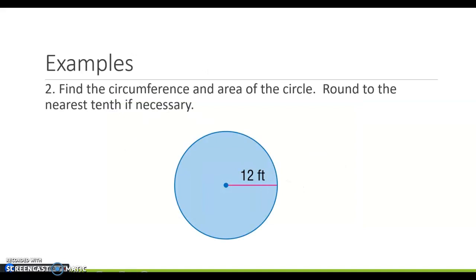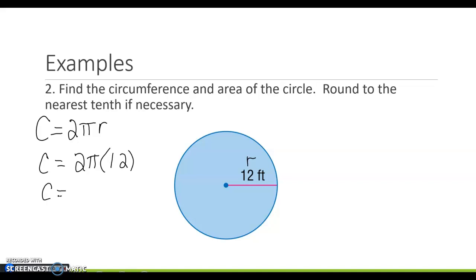Okay, so let's look at this first picture. So we're going to find the circumference and the area of this circle that is given. On this picture, 12 is my radius. Let's start here on the left with circumference. So circumference is 2 pi r. So circumference is 2 times pi, and then my radius is 12. An exact answer for this would be to take the 12 times 2, which is 24, and leave it in terms of pi. So 24 pi would be your exact answer here.